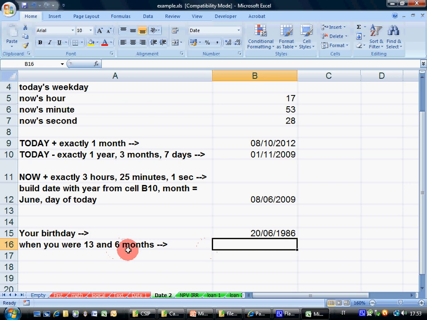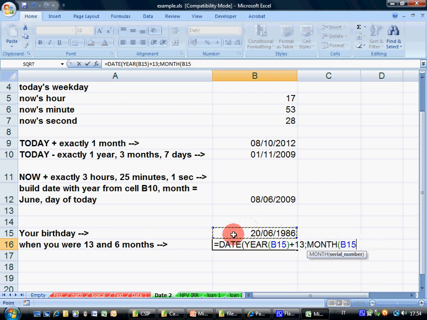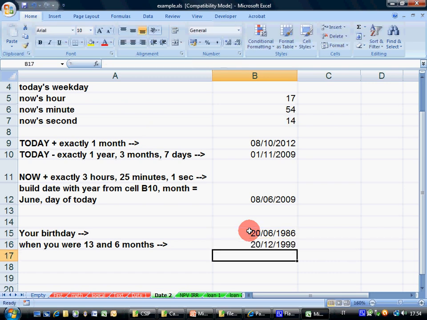Okay, my birthday. When you were 13 and 6 months. So how can we calculate? I want to see the date, not when you were 13, which is rather obvious to calculate. It's 20 June 1999. But when you were 13 and 6 months. So you should take your birthday and go forward 13 years and 6 months. So date, year of birthday plus 13, month of the birthday plus 6, day of the birthday. So this is your half birthday, 20 December 1999.